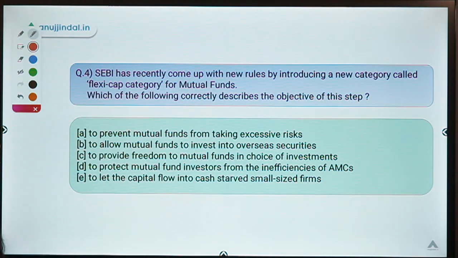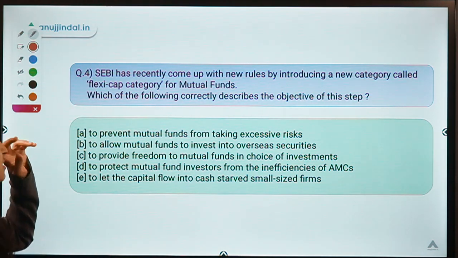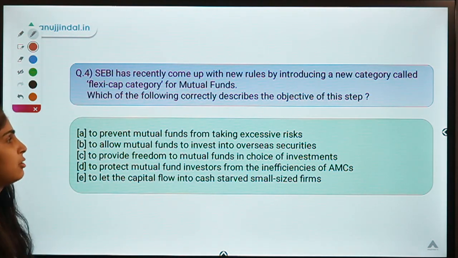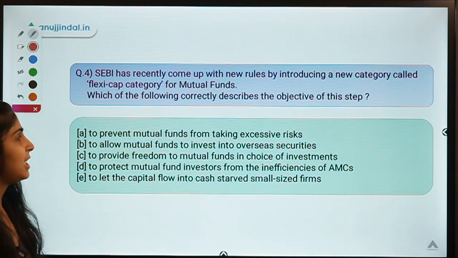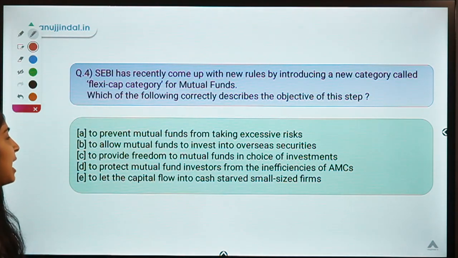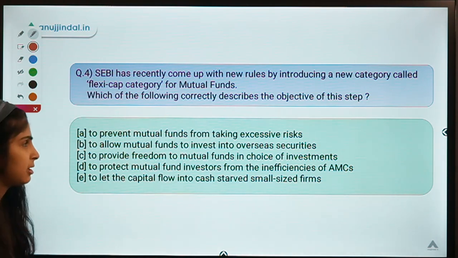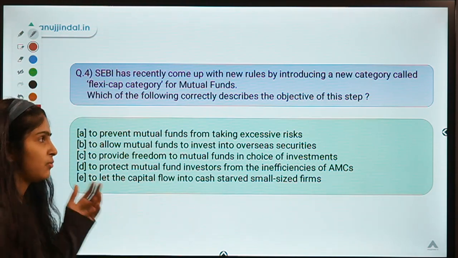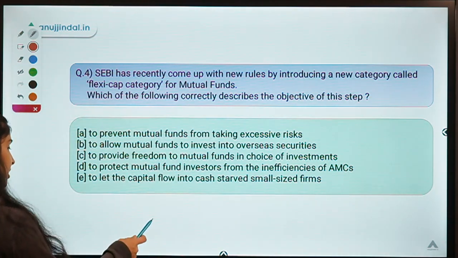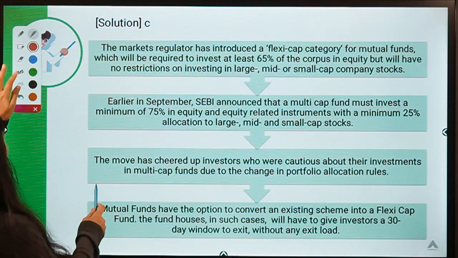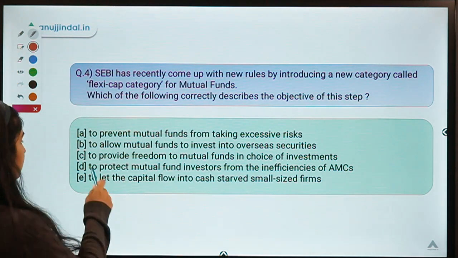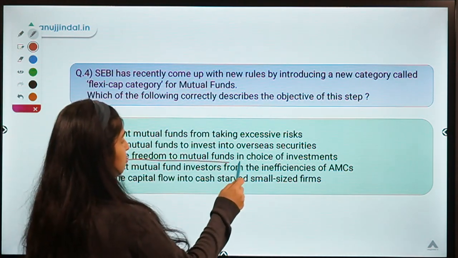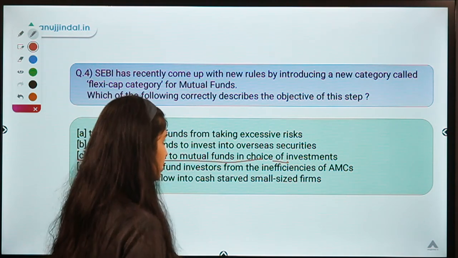Moving ahead to the next question. Okay, question number 4 for today, which says SEBI has recently come up with some new rules by introducing a new category called flexi cap category for mutual funds. Which of the following describes the objective of this step? Very easy question. Moving ahead to the solution, the solution is option C. Option C means to provide freedom to mutual funds in choice of investments.